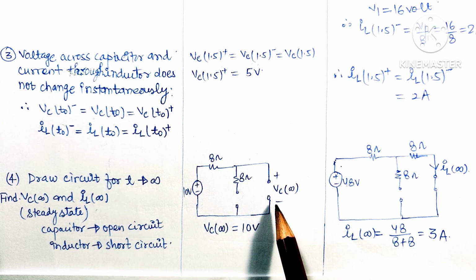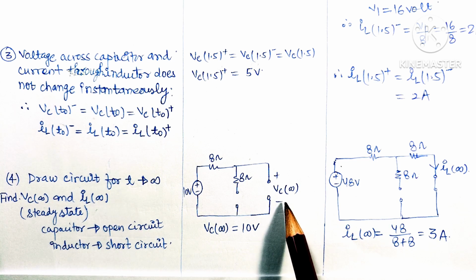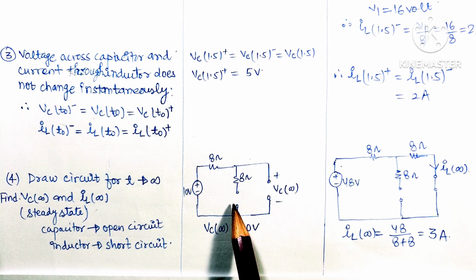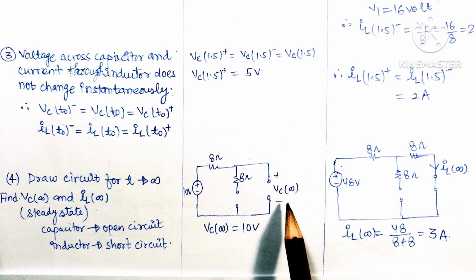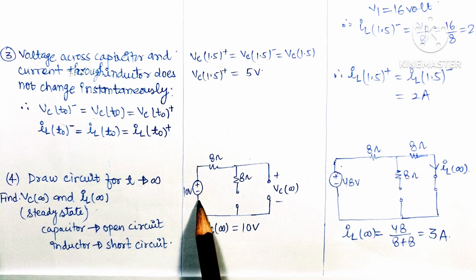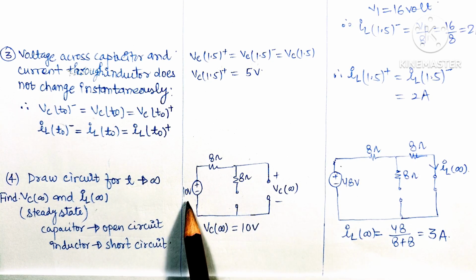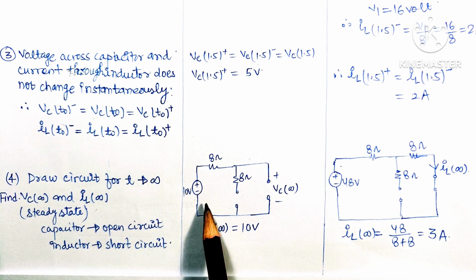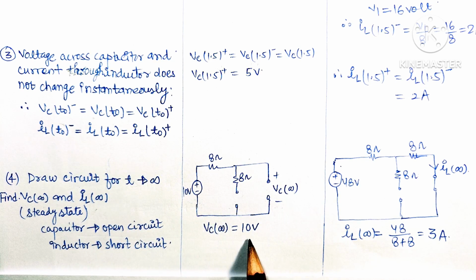So voltage at t equal to infinity is assumed here as Vc infinity. Here we can see that since this branch is open, current in this branch will not flow, and voltage across this capacitor, Vc infinity, will be equal to 10 volt since this branch is also open. So this total 10 volt will appear across this capacitor. So Vc infinity is equal to 10 volt.